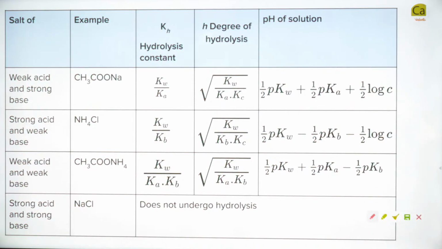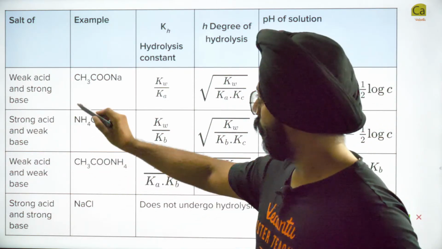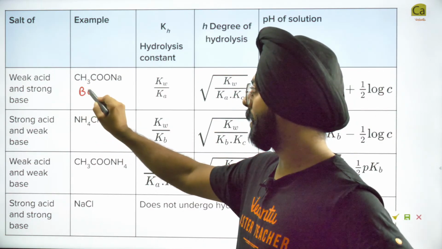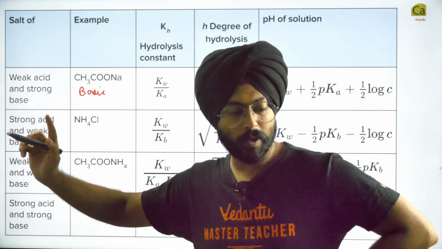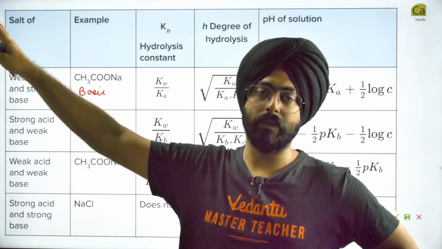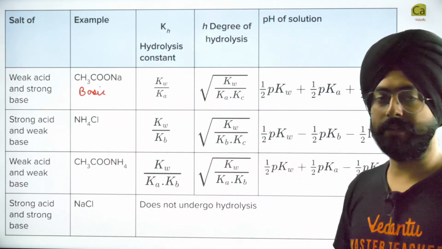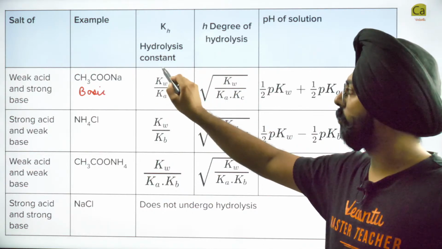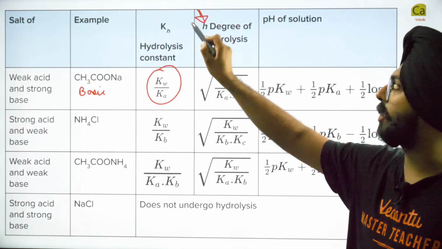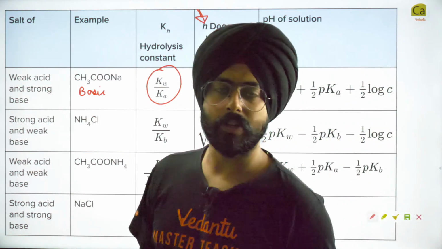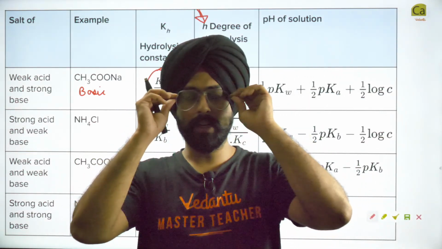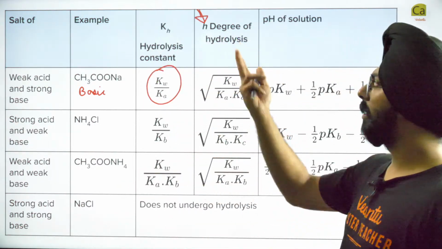So friends, what's going on over here? First case that we had seen was weak acid and strong base salt. So this salt is going to be basic in nature. CH3COONa, because the CH3COO component is going to go back with the H positive and become the weak acid, and your OH negative will be left in the solution. So hydrolysis constant was Kw by Ka. H, which is the degree of hydrolysis, which I had explained to you briefly in the previous class. H is basically the alpha for a hydrolysis reaction. Degree of hydrolysis is nothing but degree of dissociation for a hydrolysis reaction.